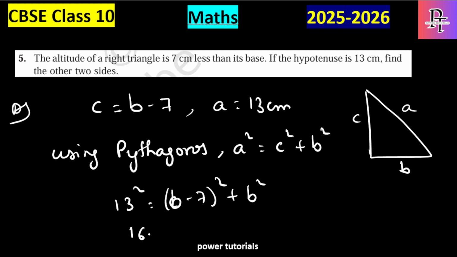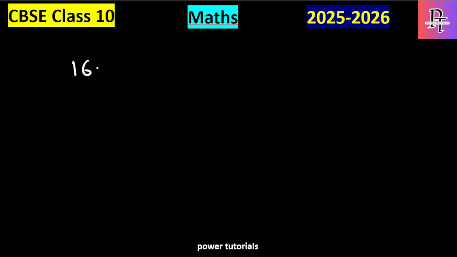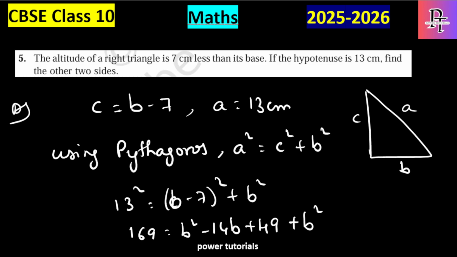What is 13 square? 13 square is 169. A minus b whole square is a square minus 2ab plus b square, which is 49, plus b square. So 169 is equal to b square plus b square, which is 2b square minus 14b plus 49.